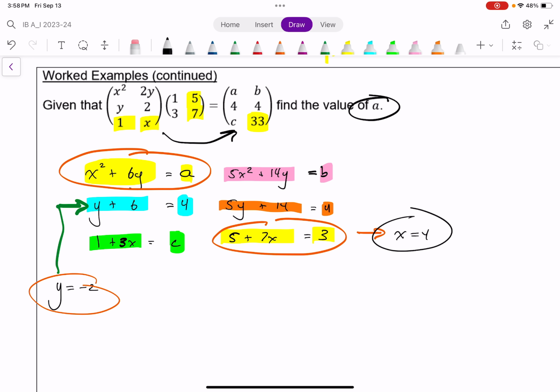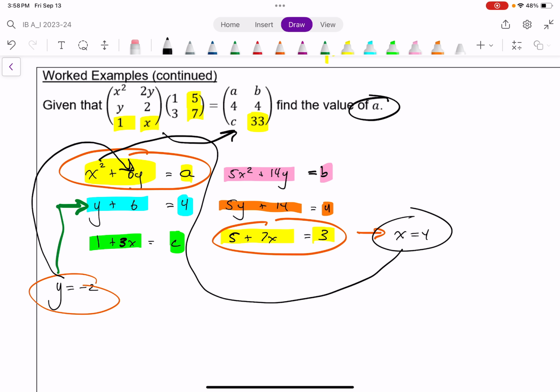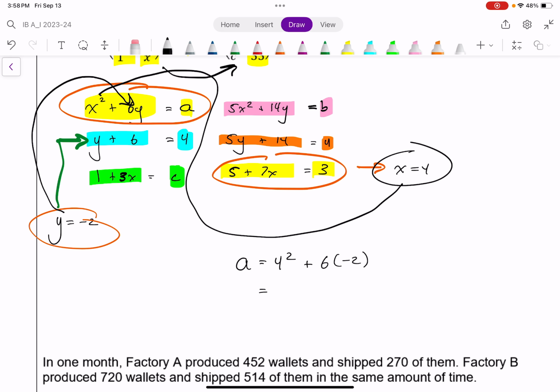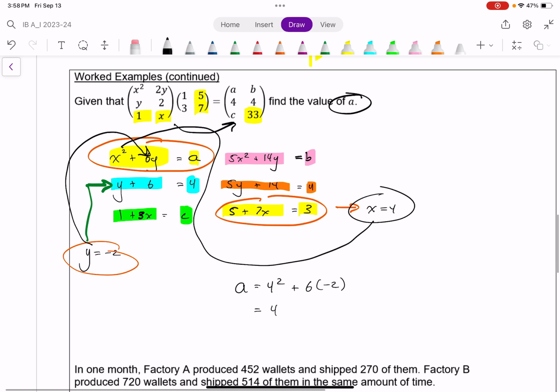And now put that here, put that there. Looks like I got a bunch of noodles on my screen. And then I get a equals x squared, which is 4 squared, plus 6 times y, 6 times -2. And then I get a equals 4. Maybe I'll get rid of all my noodles.